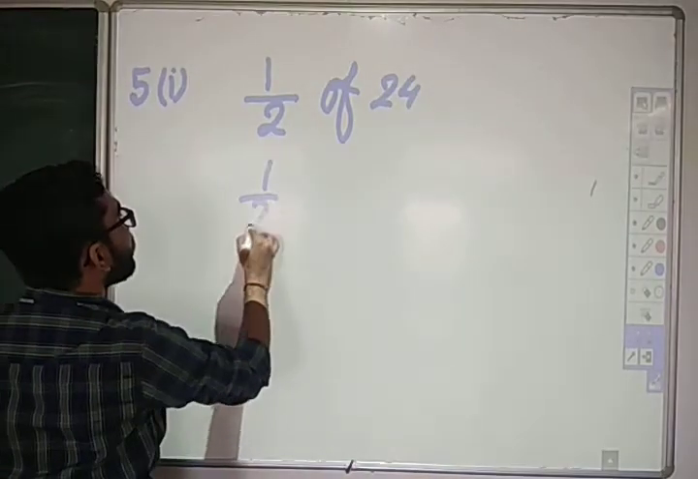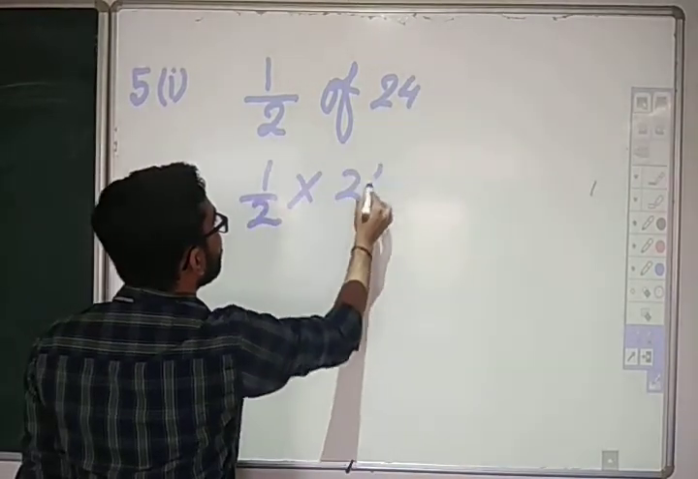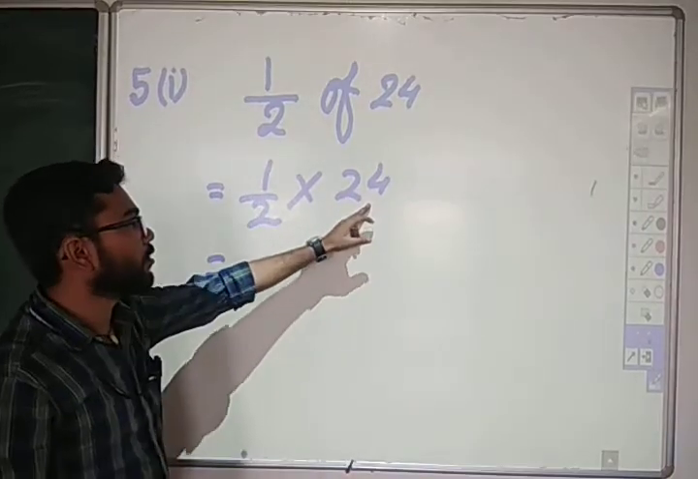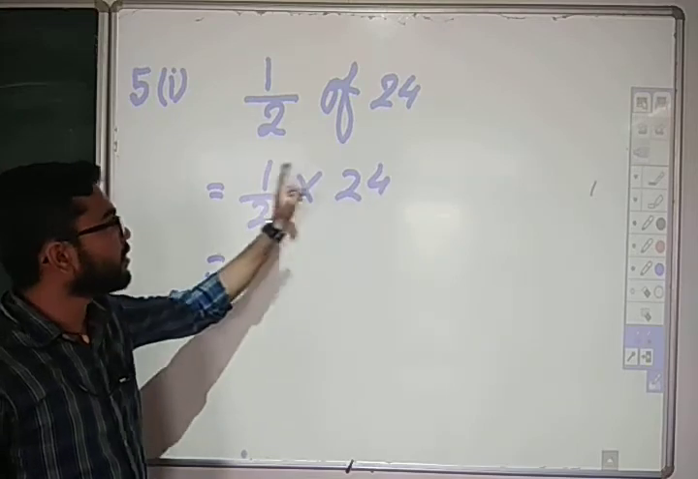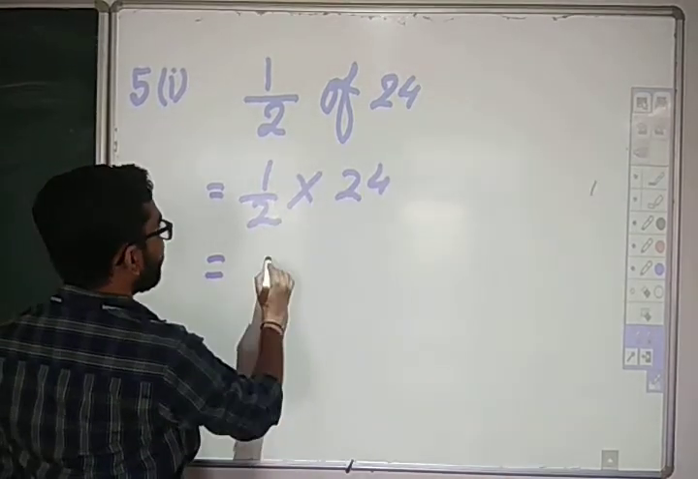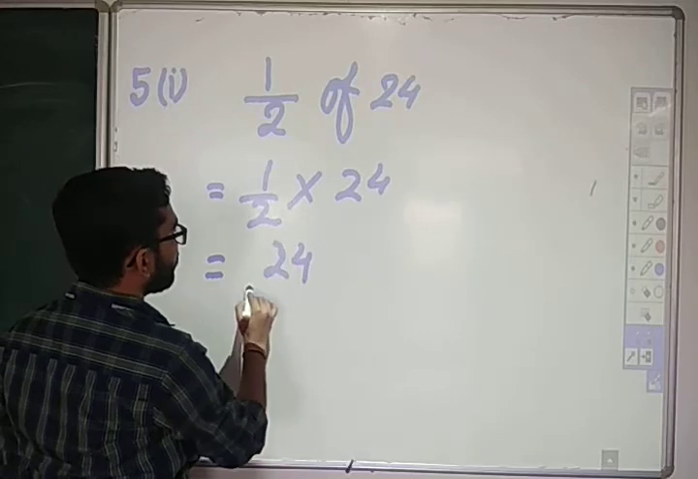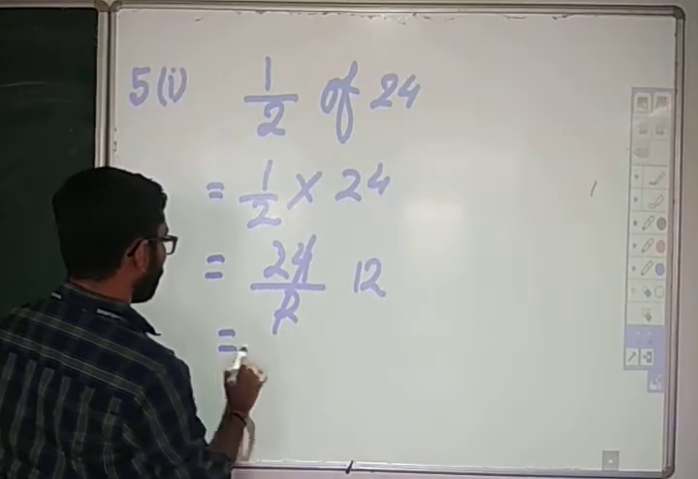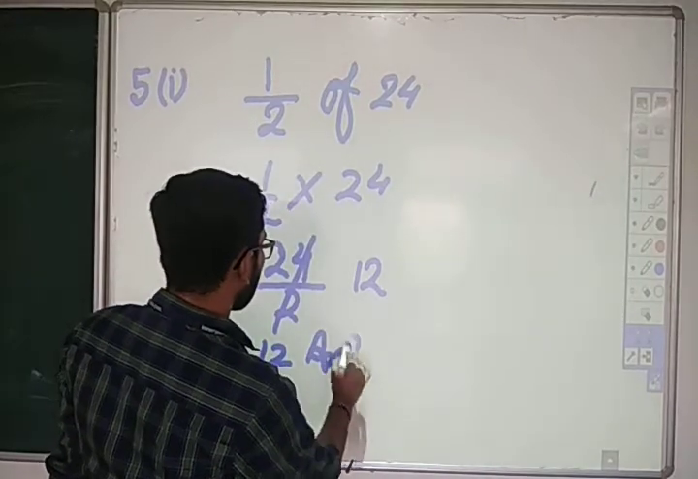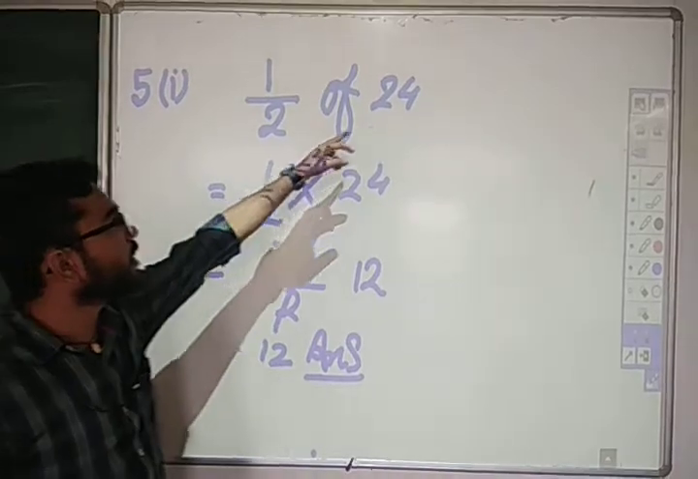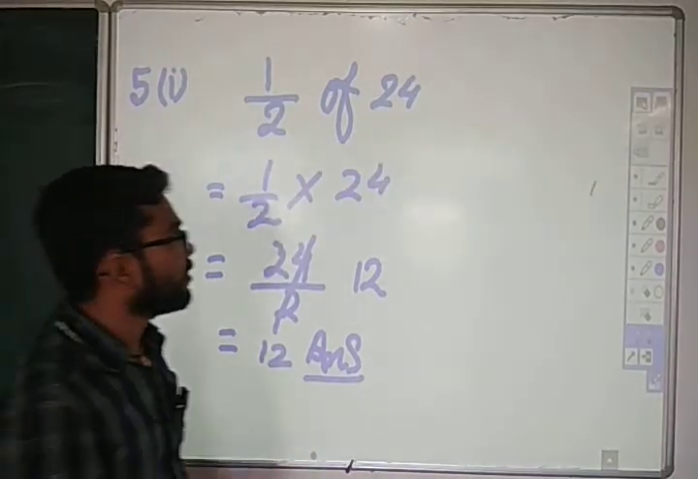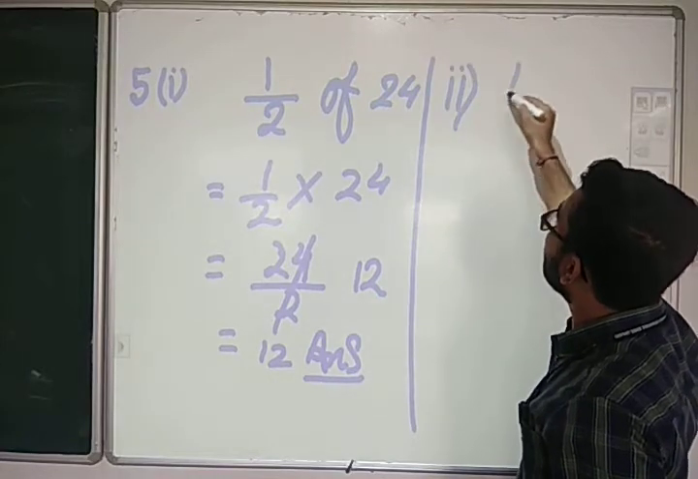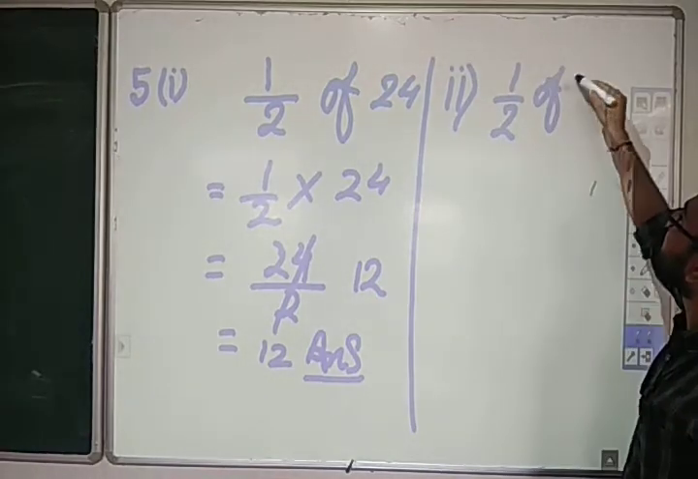So 1 upon 2, this "of" represents multiplication, 24. So 1 into 24, you need to multiply the whole number with the numerator. 1 into 24 is equal to 24 upon 2. If you find it, you will get 12. So 12 will be the answer. So 1 upon 2 of 24 is equal to 12.